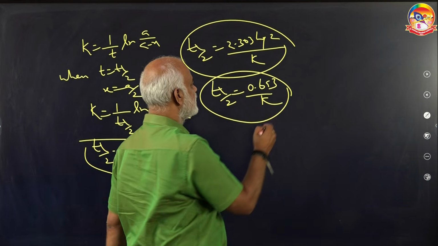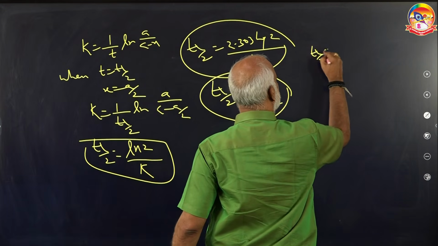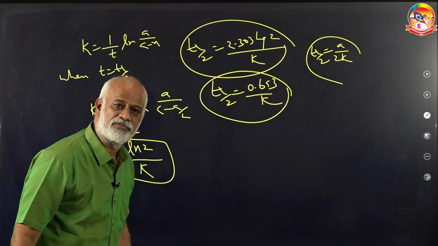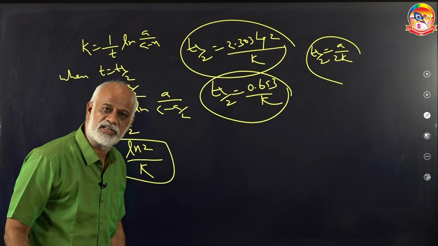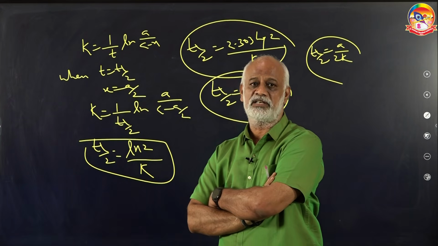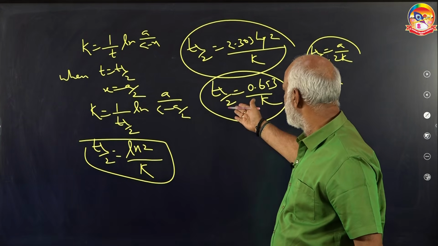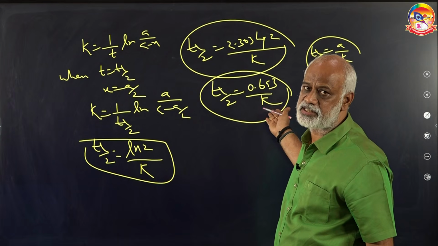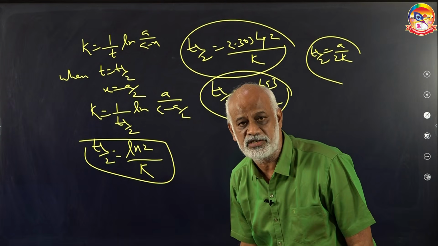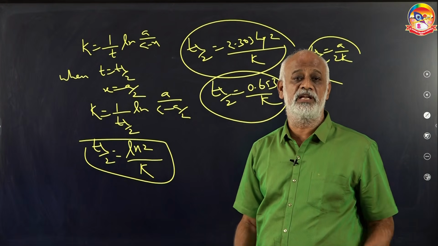Where you can very clearly see, if you recollect our zero order, t half is equal to a by 2k. What is the difference between zero order rate constant and first order rate constant? In a first order reaction, t half is independent of initial concentration. Here in zero order, t half is directly proportional to initial concentration. All these things are very important hints.